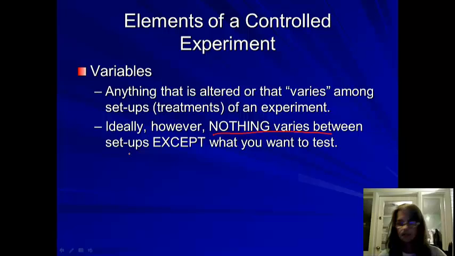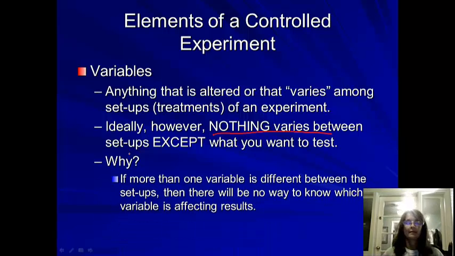The only thing that varies is the color of light. Why? Because if you have more than one variable, maybe you've changed the soil type from one plant to another. How do you know it's not the soil that's affecting your results? You have to be able to know exactly that the light is the one thing that is affecting any differences in growth that you see. So that's really important. The control treatment is super, super important.